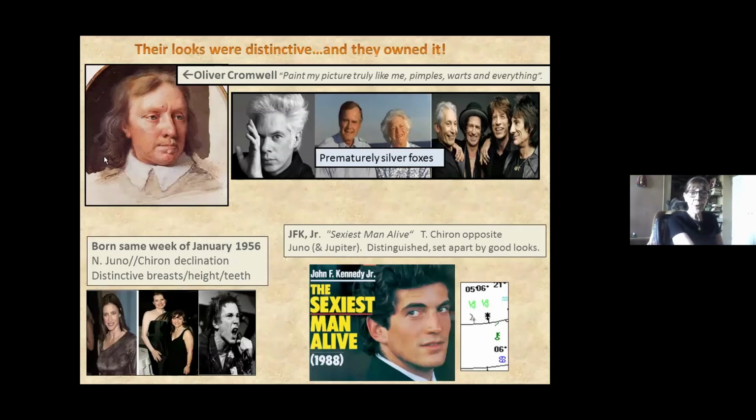So this guy's famous quote. These guys were, what do we want to say about these people? These people's looks were distinctive, but they owned it. So this guy said, paint my picture, warts and all. That's a very famous quote. This guy went white when he was a teenager, Jim Jarmusch, and never did a thing about it. His hair went white. He let it go white. He was a teenage boy with white hair, and that was that. I call them premature silver foxes, and they owned it. Same with Barbara Bush, never colored her hair. Same with Charlie Watts, never colored his hair. There you have it.